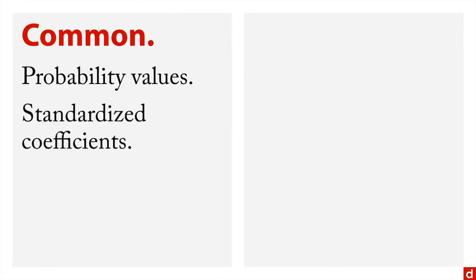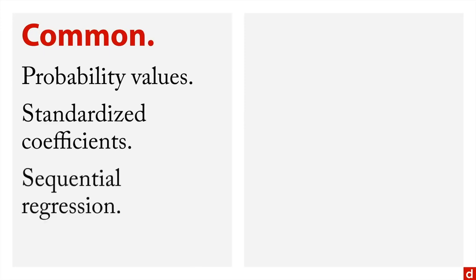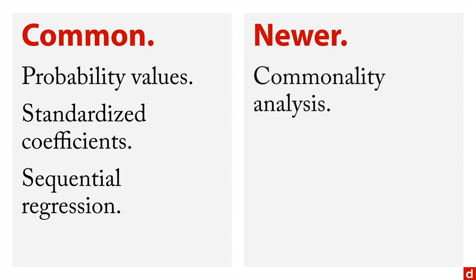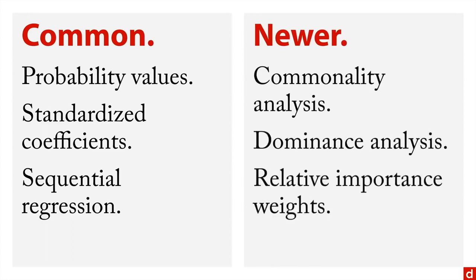Now, there are a few ways of dealing with this. Some of these are pretty common. So for instance, there's the practice of looking at probability values in regression equations. There are standardized coefficients, and there are variations on sequential regression. There are also newer procedures for dealing with the disentanglement of the association between the predictors. There's something called commonality analysis. There's dominance analysis, and there are relative importance weights. Of course, there are many other choices in both the common and the newer, but these are a few that are worth taking a special look at.